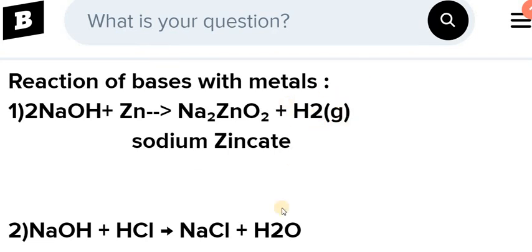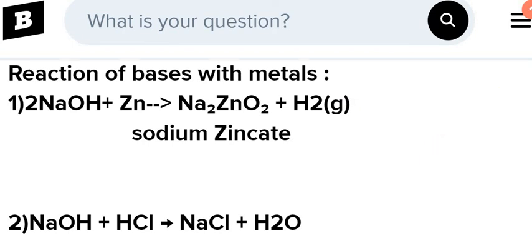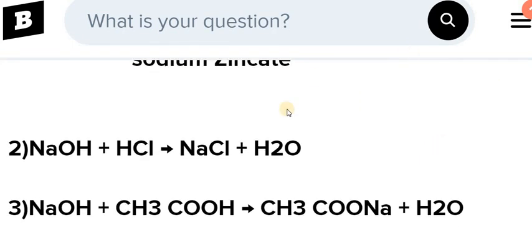The second reaction: the NaOH reacts with an acid, so here the neutralization process takes place. NaOH, sodium hydroxide, reacts with the acid HCl, hydrochloric acid, to form a salt and water, that is NaCl, sodium chloride, and water.